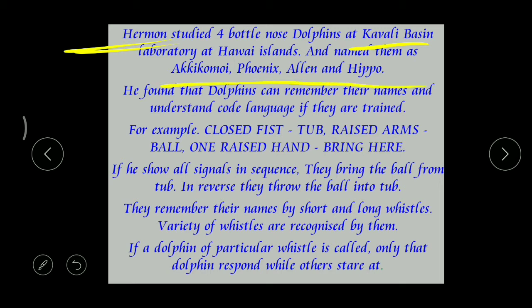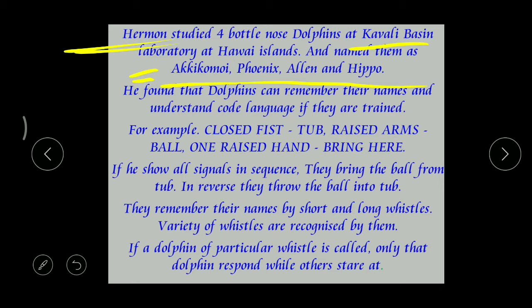What are those names? Akikomoi, just observe here, and the next Phoenix, Allen and Hippo. So these are the names that are given to these 4 dolphins by, who is that? That is Hermann. And in his study, he found that these dolphins can remember their names. Dolphins can remember their names.